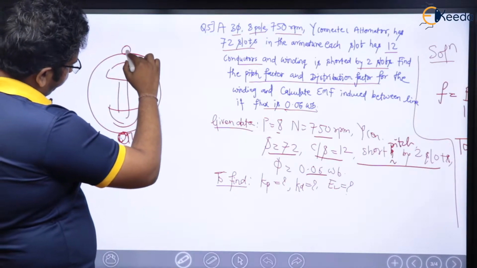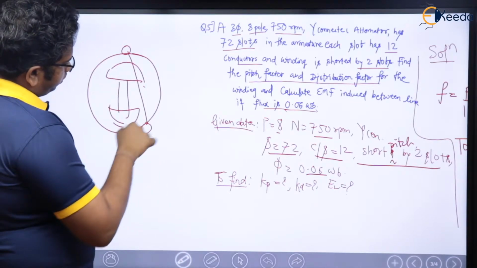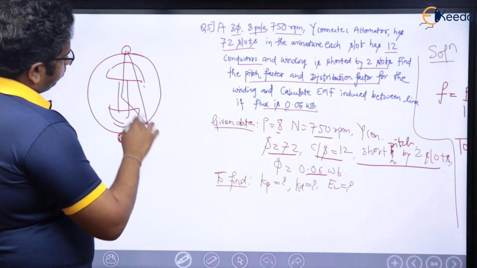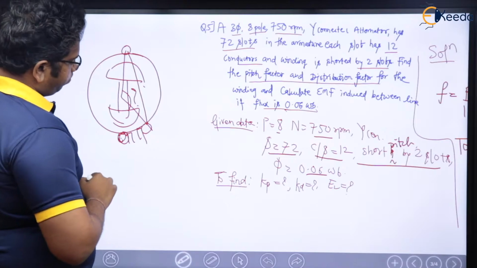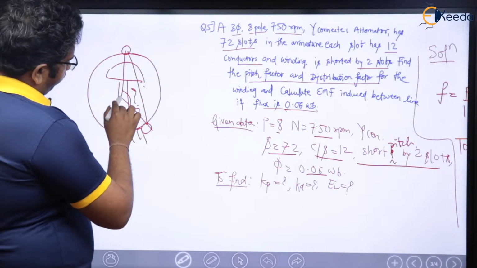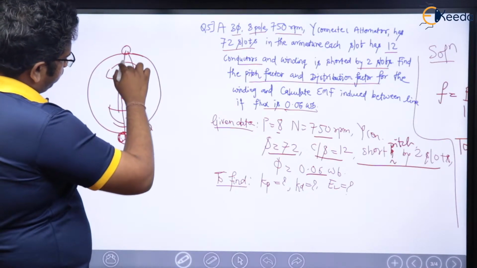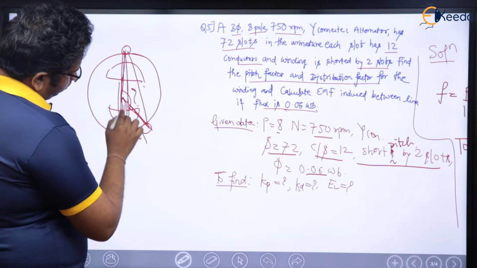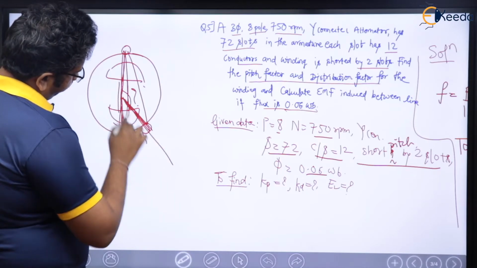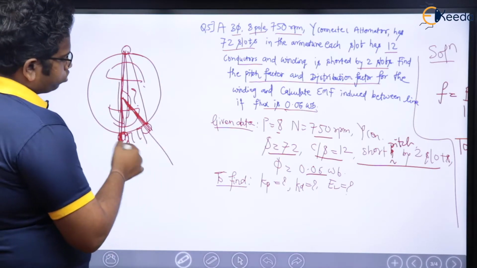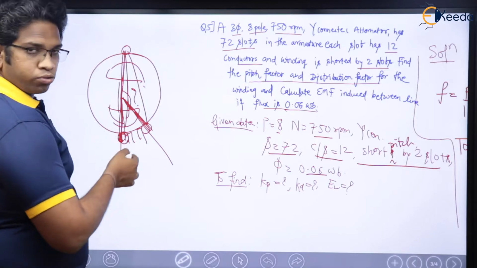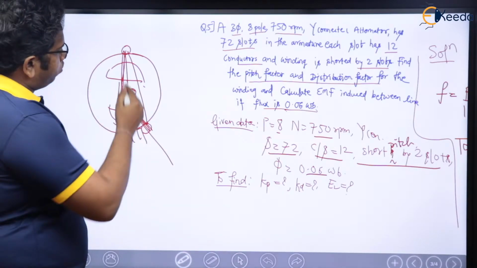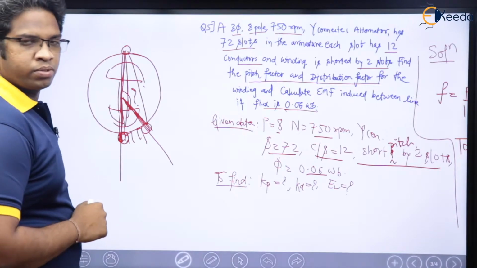But now we need to find this angle. How much is this angle going to be? This total is going to be 180 degrees, and it is short pitched by two slots. So two slot angles will be there, that too electrical, because the number of poles is also different.